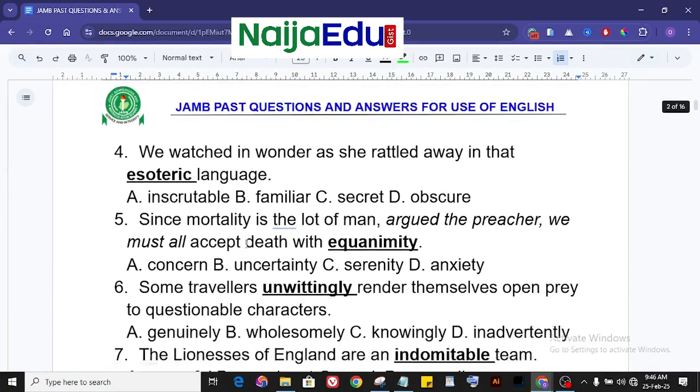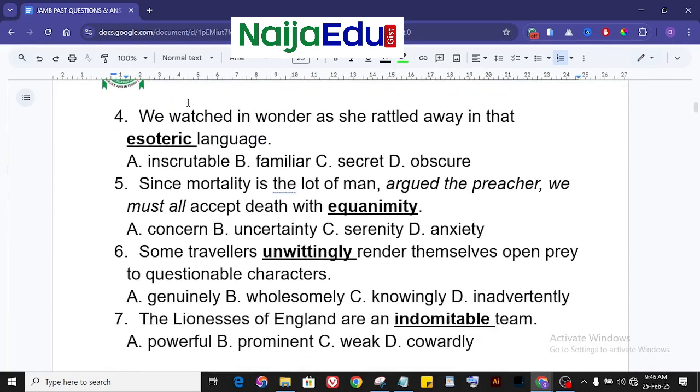Then number 4 says, we watched in wonder as she rattled away in that esoteric language. So esoteric means to be secretive or something that is known by very few people. Understand? So we watched in wonder as she rattled away in that esoteric language, something secretive. That is what esoteric means. So option A says inscrutable, which means something that is mysterious. So this is also similar to esoteric. Something that is mysterious is not known to everyone. Of course, it's only few people that understand it.